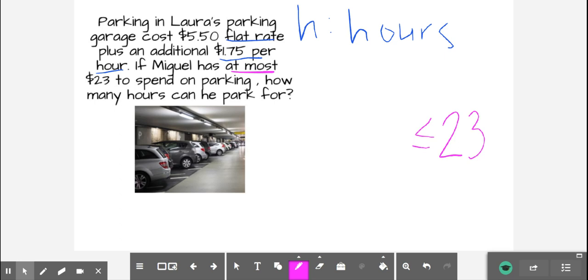Now the $5.50 flat rate means you only pay that once, so that does not get multiplied by anything, but the number of hours gets multiplied by $1.75 because of the word per. So we're going to add 1.75 times h. So this is the inequality that goes with the word problem.